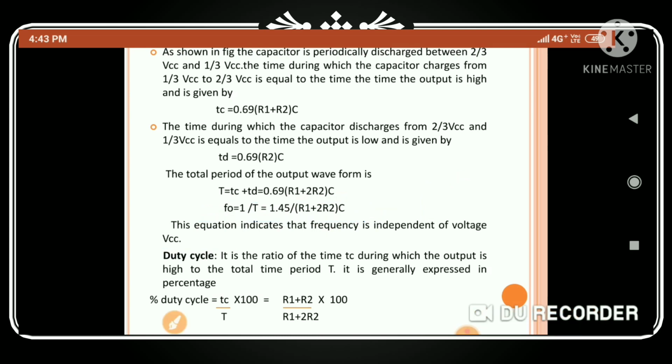I have also given here what the duty cycle is. It is the ratio of the time TC, the charging time during which the output is high, to the total time period. It is generally expressed as a percentage: duty cycle is equal to TC divided by capital T into 100, or you can write it as (R1 plus R2) divided by (R1 plus 2 R2) into 100. Okay, this is the generator of a square wave and rectangular wave.